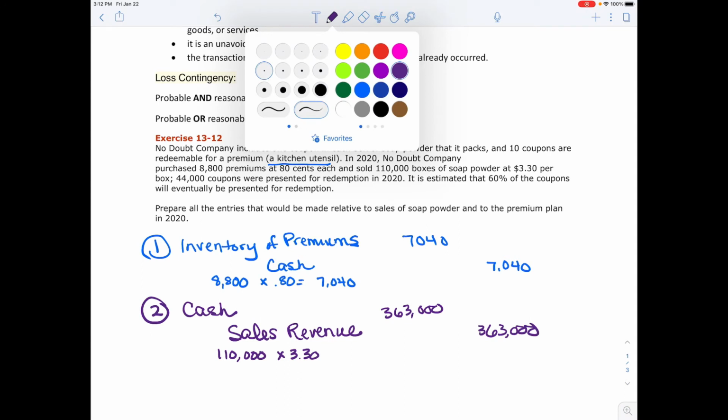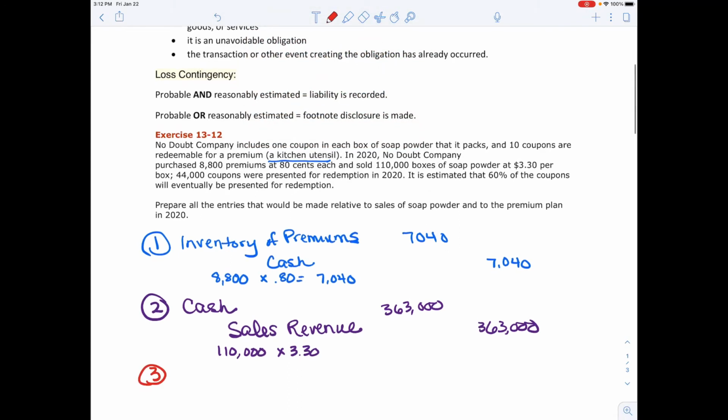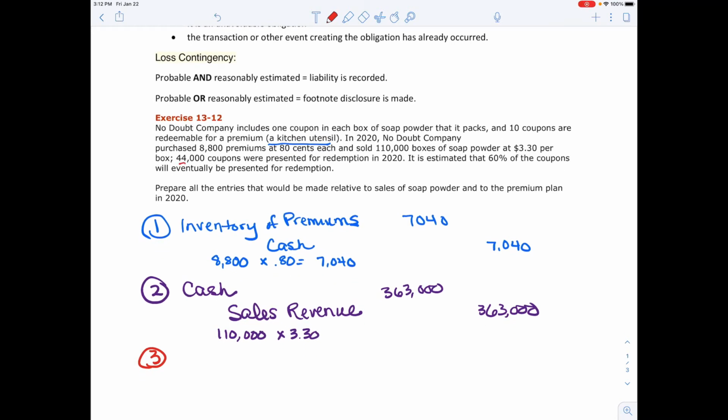The next step of this is that we actually had some coupons that were presented for redemption this year. We want to make sure that the expense for these goes in the same year as the revenue. We want to match those revenues and expenses. So if these coupons were turned in during the same year as that revenue was generated, we want to make sure there's an expense on the books. So we're going to record the expense for that.